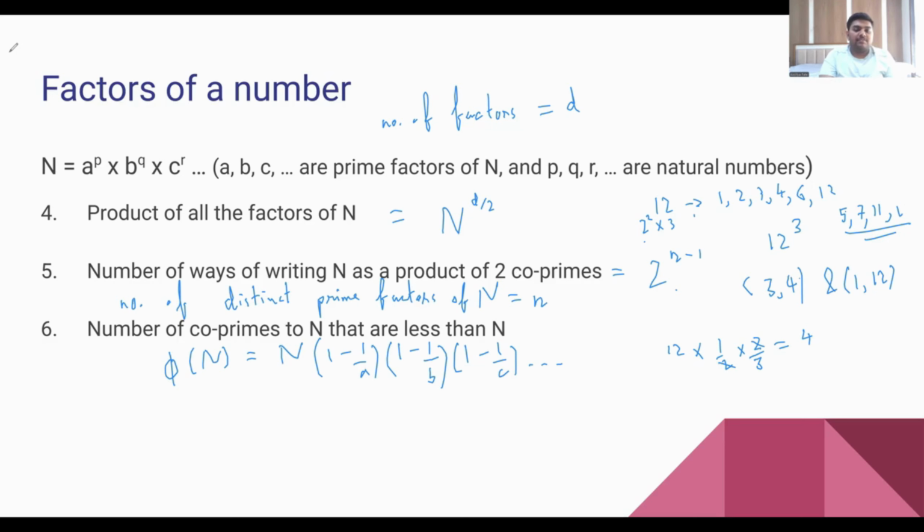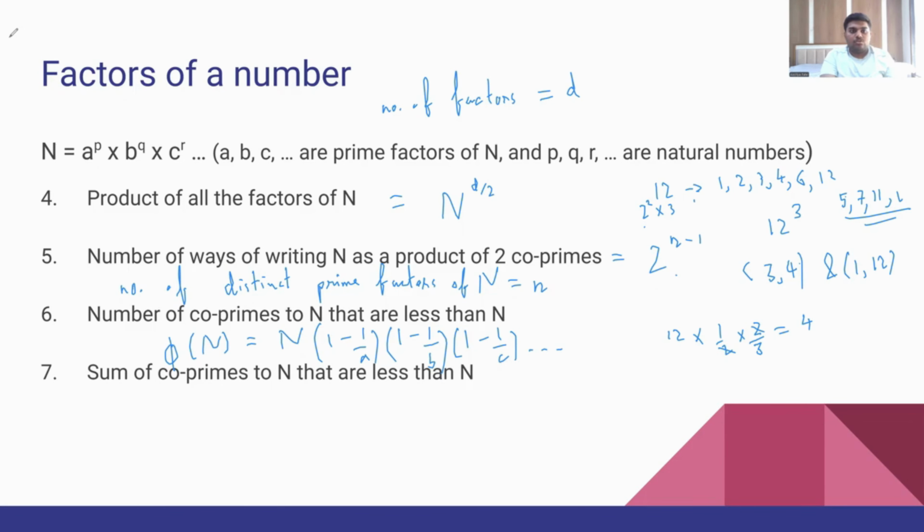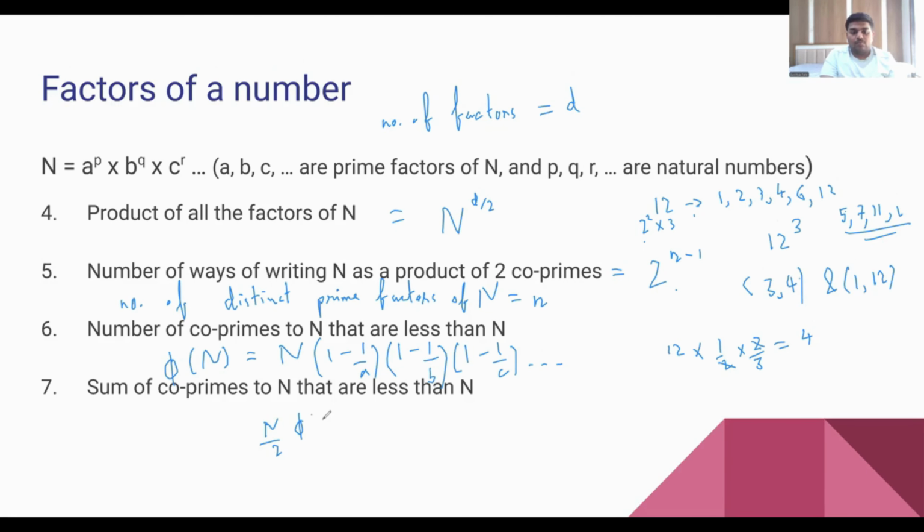And the last thing that we will be looking at is the sum of co-primes. The formula for it is also pretty simple. The sum of co-primes is n by 2 into phi of n. So looking at this example, the sum of co-primes is 1 plus 5 plus 7 plus 11, which is 24. So it is equal to 4 into 12 by 2, which is 24.